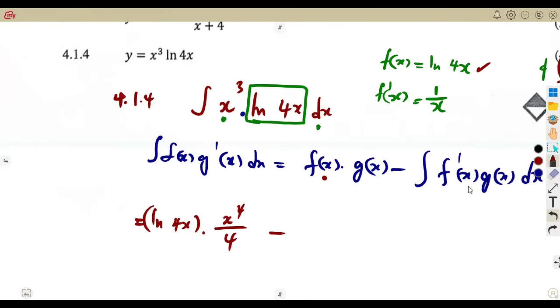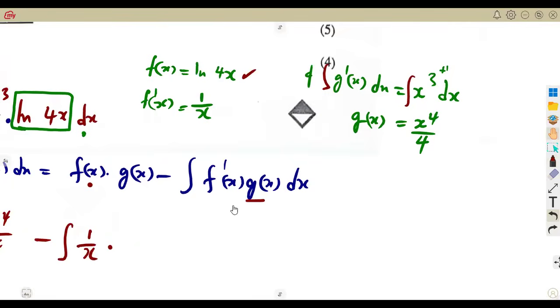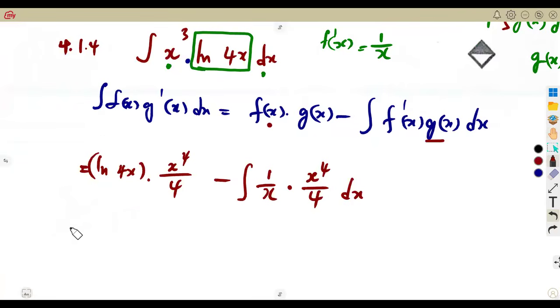All right, if we move on to this, we have got the integral of what? f prime x, which is 1 over x. We calculated this, the first derivative, times what? The g(x). Our g(x) is x to the exponent of 4 over 4. So this can be integrated with respect to x. Is it possible for us to integrate?